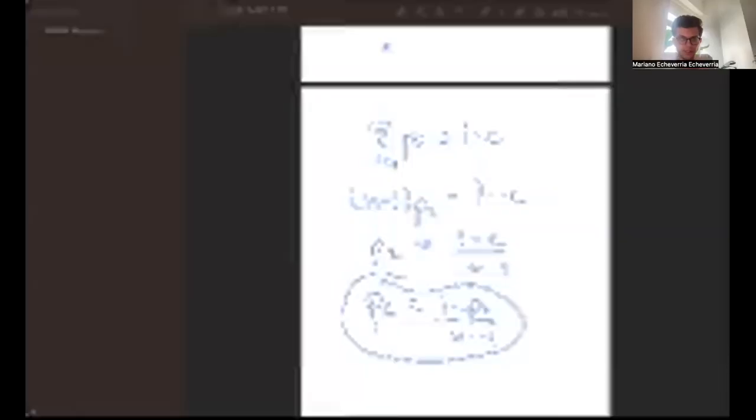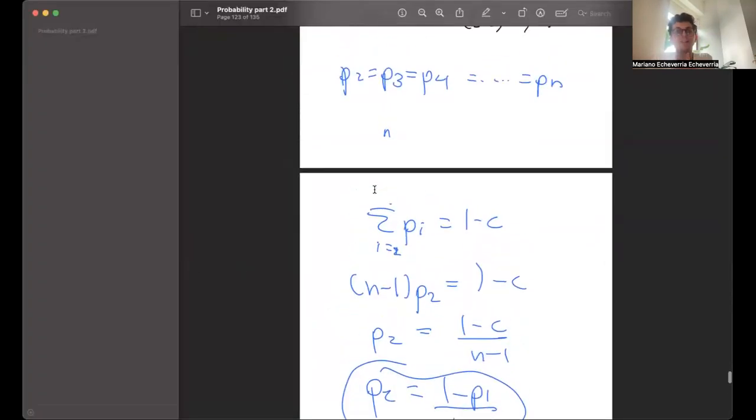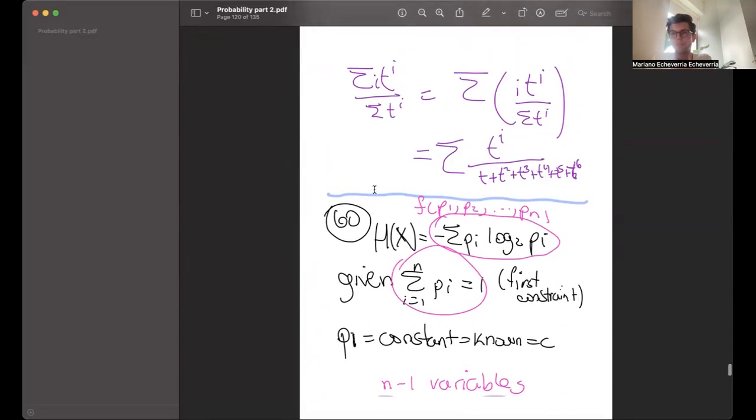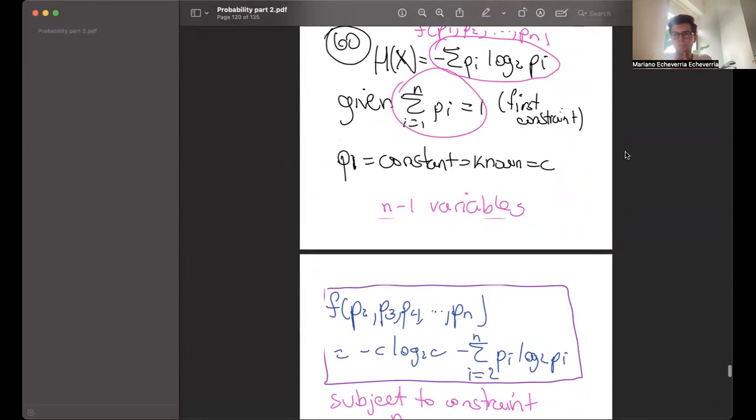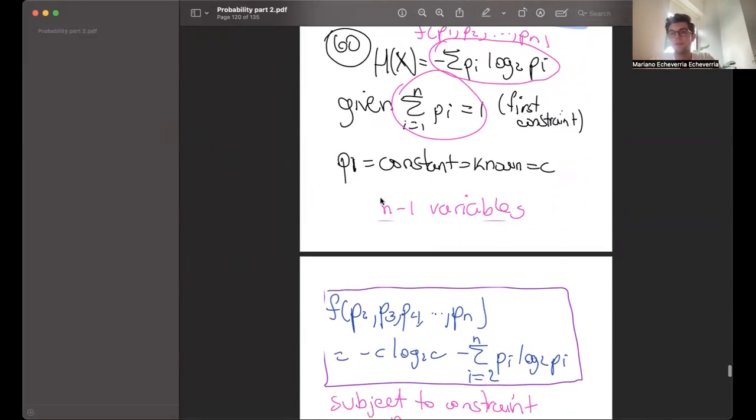Oh, here it is. Can you see it? I'm trying to find the PDF. I have like 10 PDFs open on my computer, so I don't know where it is. Oh, here it is. If you go to the probability part 2 PDF, it starts around page 120. Once you know that P1 is constant, the easiest way to deal with it is to call it C for constant and think of the entropy as a function of n minus 1 variables.